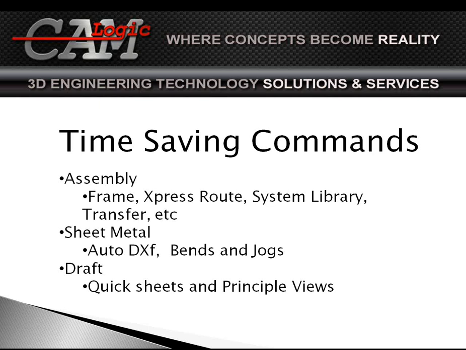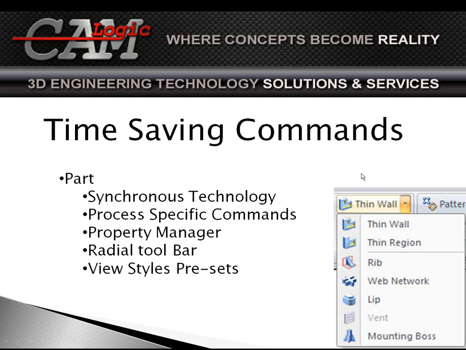The things that need to be done, we want to be able to hit that button and have that part done. So sheet metal, the same thing, automatic DXFs. I want to push this thing out to a DXF, it's done. I want to save it as a flat. I want to do a bend or a jog just right off of a line. I don't want to have to go figure out where this is. I just know it has to be a clearance area, and I want to pull that out. In drafts, quick sheet, and then also principal views, things like that, just to jog or inspire your memory.